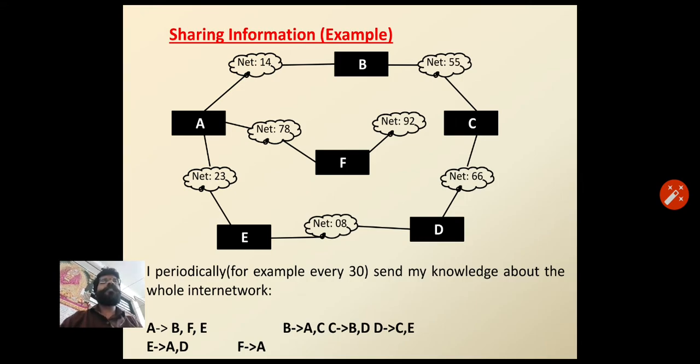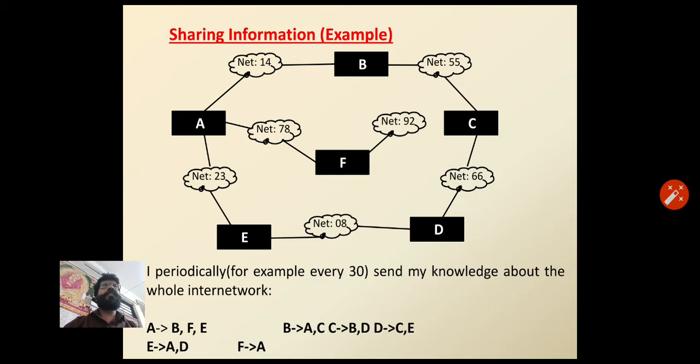This transmission is periodic, for example, every 30 seconds. No matter what information is stored in routers, any information that is presently present can be transmitted to their neighbors. After transferring, they calculate a final routing table.